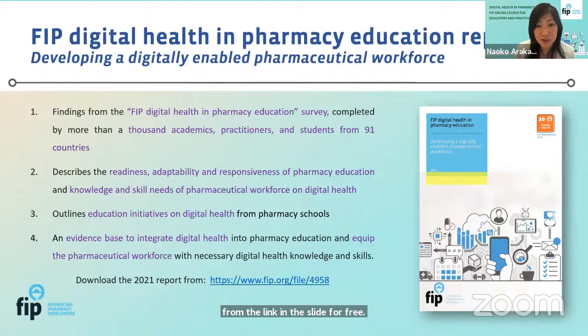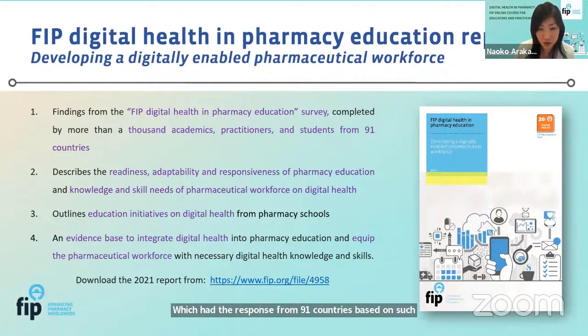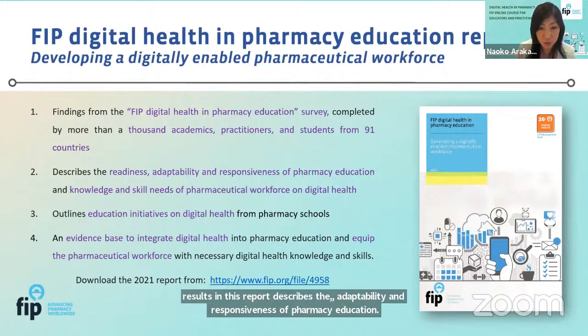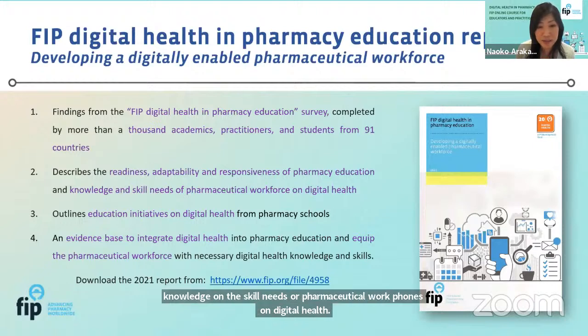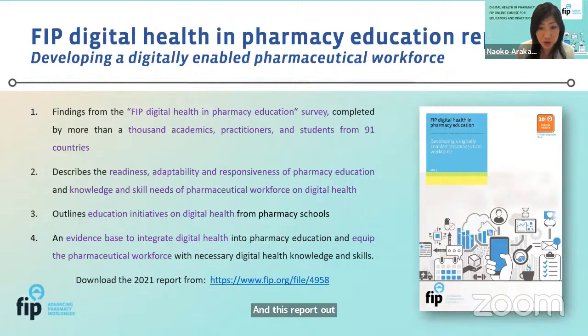So this report included the result from the global survey on digital health in pharmacy education, which had responses from 91 countries. Based on such results, this report describes the readiness, adaptability and responsiveness of pharmacy education, and the knowledge and skill needs of the pharmaceutical workforce on digital health. And this report outlined education initiatives on digital health from pharmacy schools around the world.